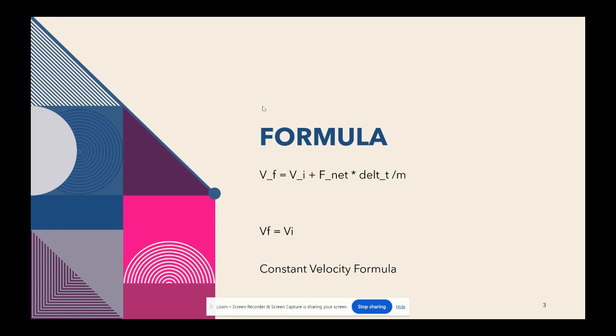try to simulate that. And in order to do that, we have to know a formula like this one, which is the constant velocity formula, we'll call it, because velocity final equals velocity initial plus the net forces acting on an object times the change in time over its mass. And since it's constant velocity, we assume that the net forces is equal to 0, which cancels out the entire second term. So you're just left with the initial velocity equals the final velocity.